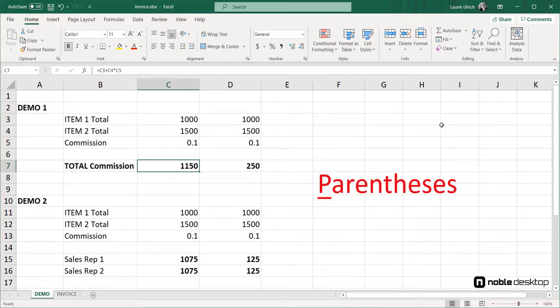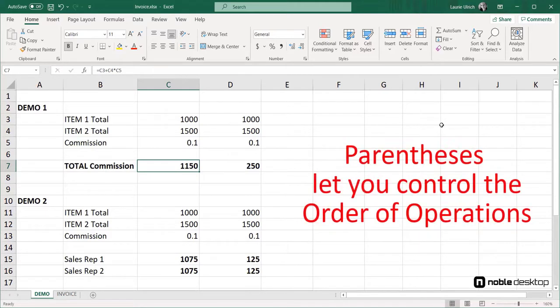P is for parentheses, and anything in parentheses is done first. This is important because without putting anything in parentheses, you're at the mercy of my dear Aunt Sally. And by that I mean M is for multiplication. And if there are no parentheses, multiplication is done first. Then D for division, A for addition, and finally S for subtraction.